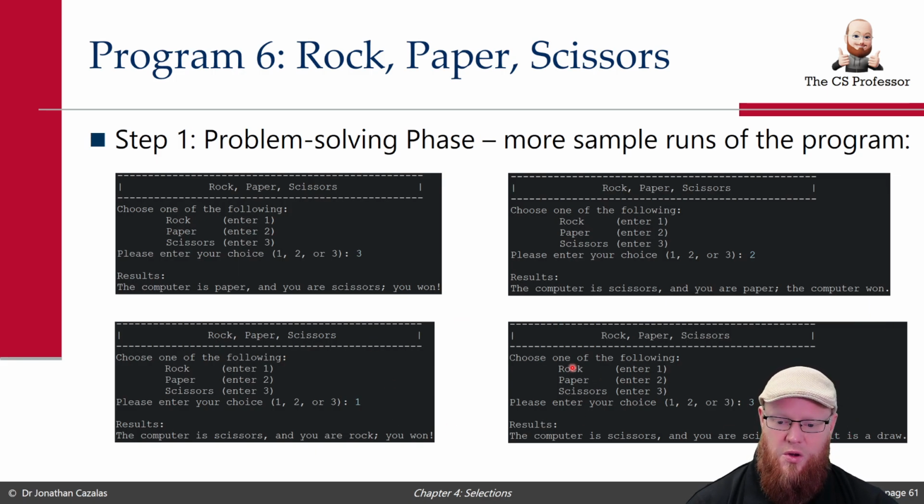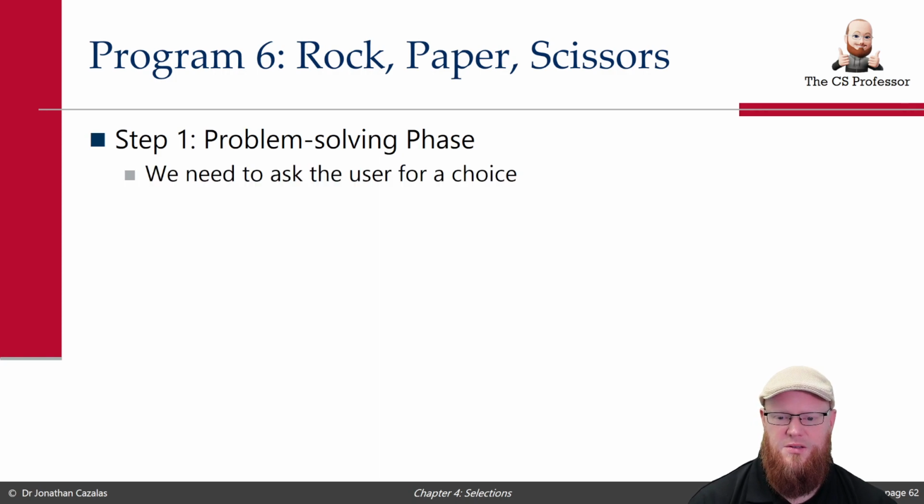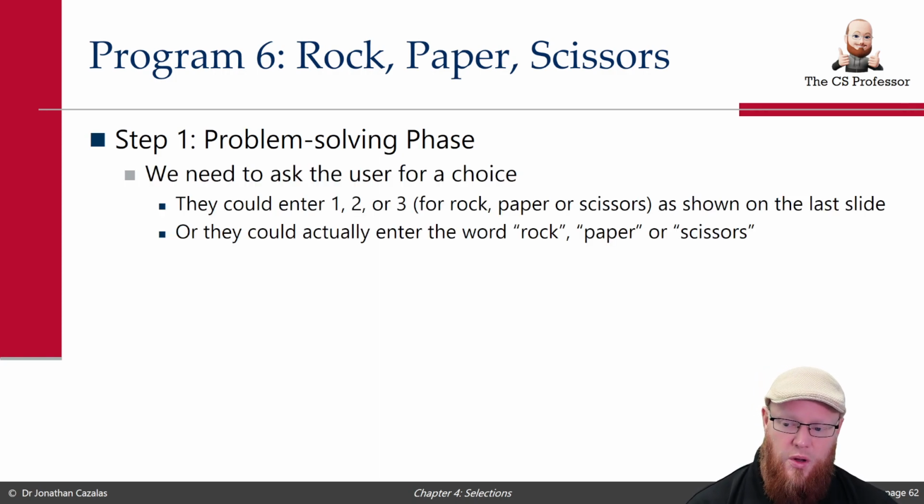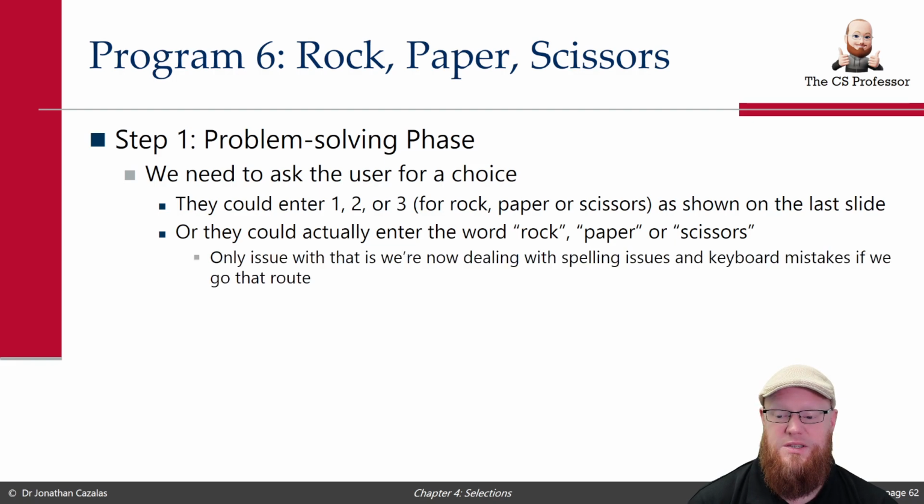I really should have included one where you lost, but it just says you lost, exclamation point. Otherwise, we put it is a draw. So problem solving phase. We need to ask the user for a selection, for a choice, 1, 2, or 3. Now we could have let them enter rock, paper, or scissors, but then generating a random choice from rock, paper, or scissors is something we haven't seen just yet.